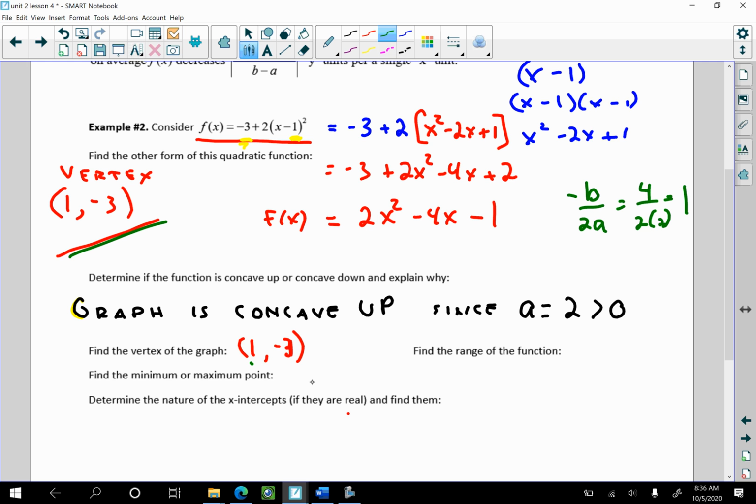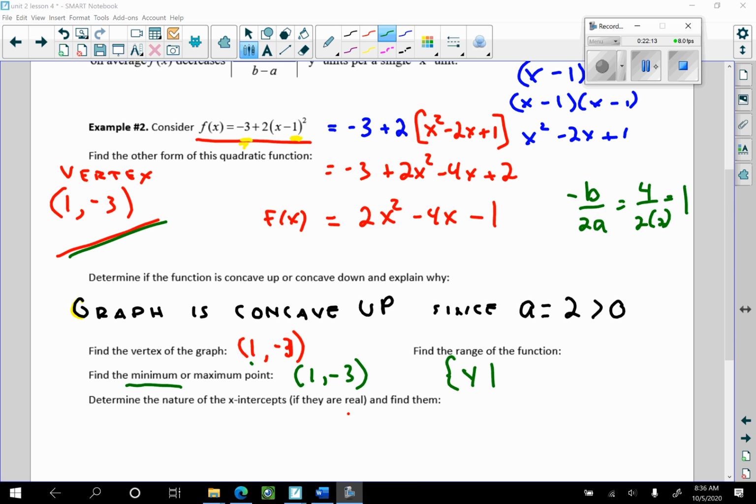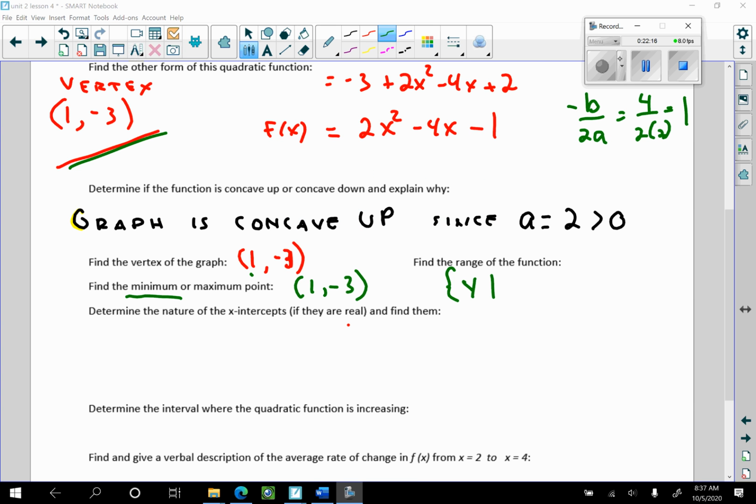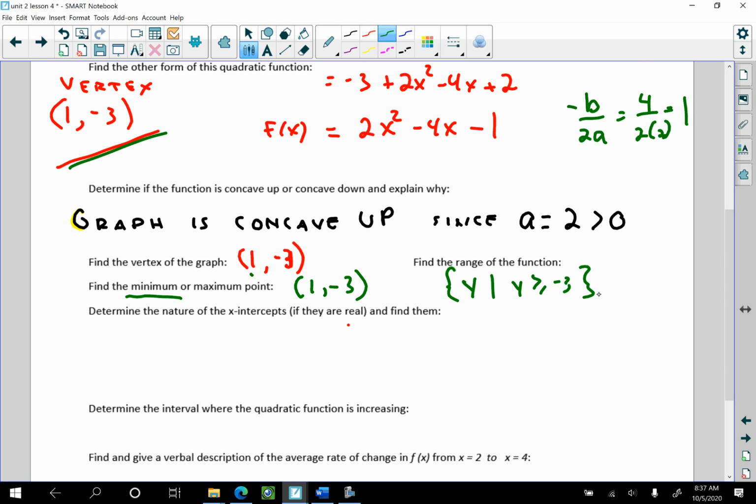The minimum point or maximum point: since it is concave up, it is a minimum point, and this guy right here is the minimum point. Find the range of this function. The range of this function is all y's such that, therefore the range is, yes, a is positive, so y is going to be greater than or equal to -3, and that's going to be the range of that guy.